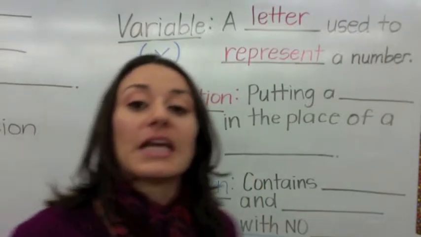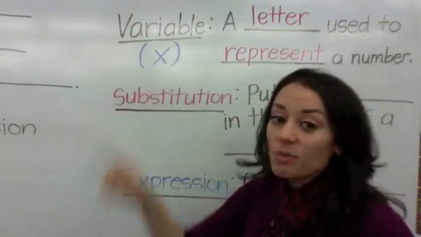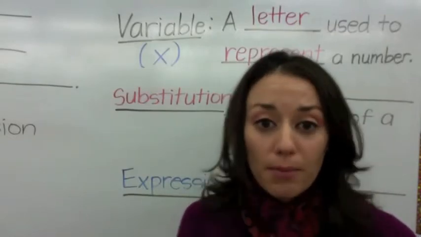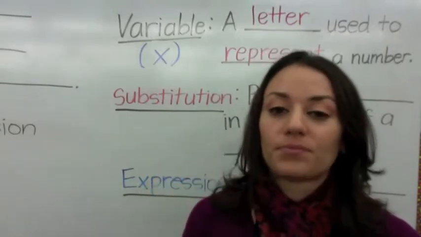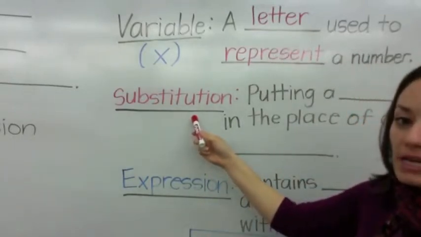So a variable is a letter. It's a what? It's a letter. Most commonly it is X, but it could be any letter in the alphabet, and it represents a number. It represents what? A number. Okay. So you know what substitution is already.